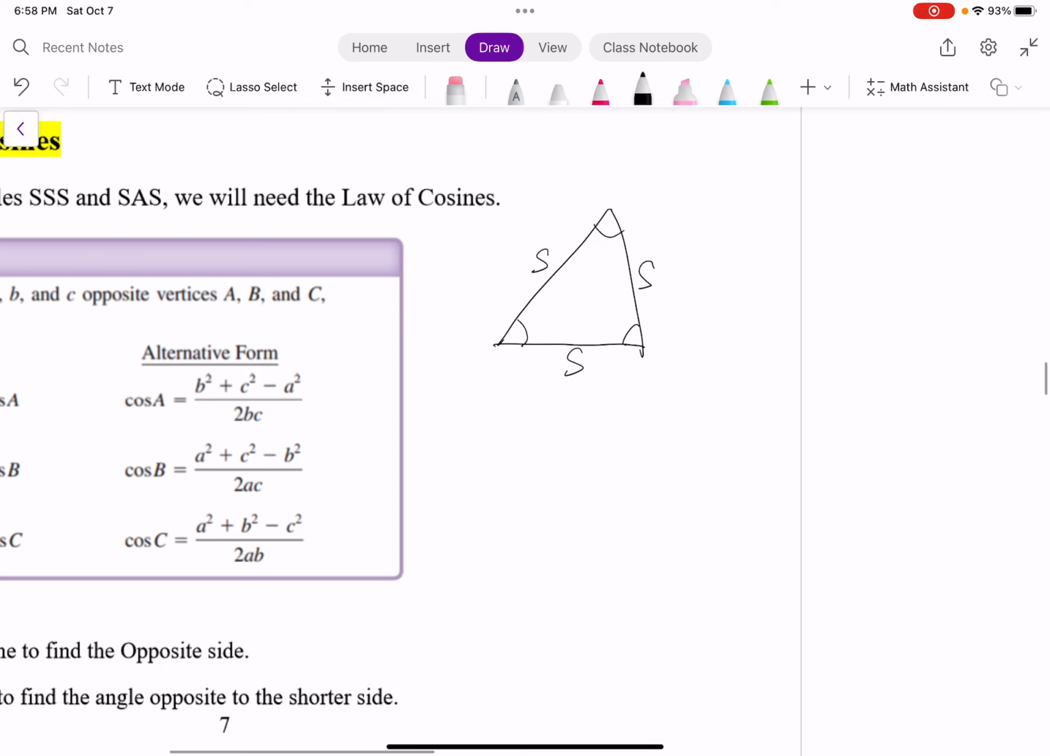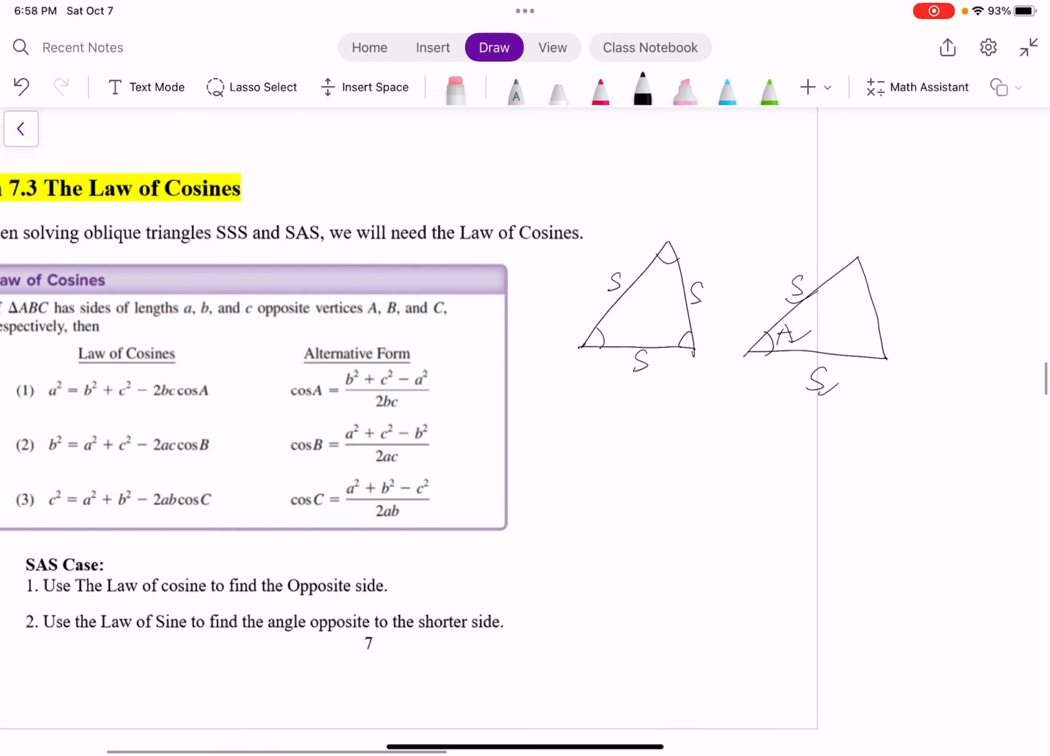What is the SAS case? We know two sides and we know an angle. Then this case is SAS. So the angle A is between the two sides.